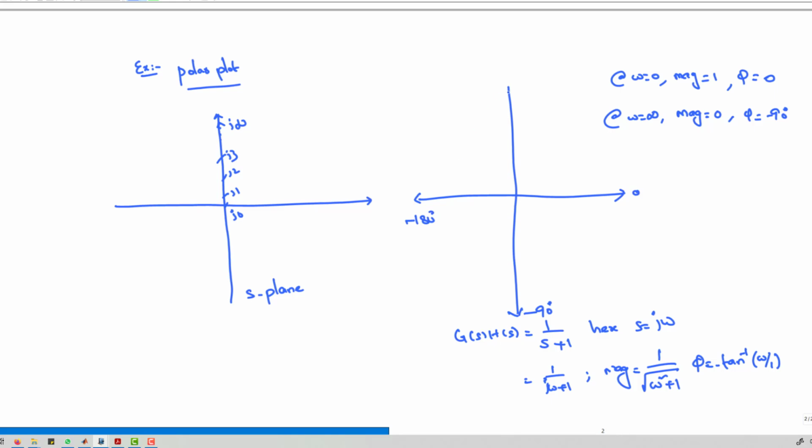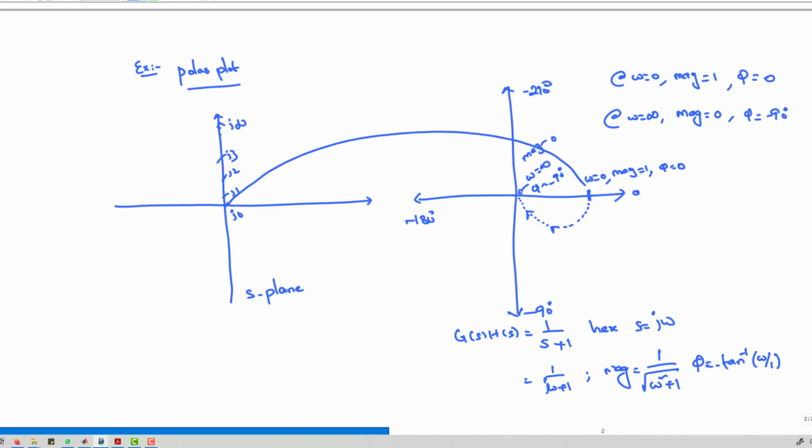First of all, we have to mark all the coordinate angles: 0, minus 90, minus 180, and minus 270. First you have to find where omega is equal to 0 and how it is transferring. When omega is equal to 0, the magnitude is equal to 1, and at omega equal to infinity, the magnitude is 0. This is how you can see how it is transferring from the S plane to the G(s)H(s) plane. This is called mapping. The left side is called the contour, and the right side is called the polar plot that we are representing.